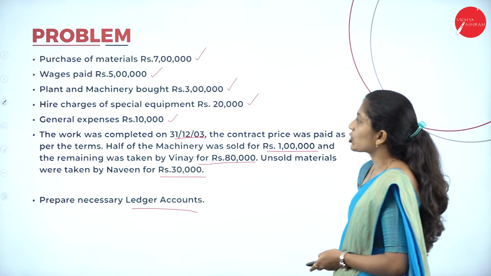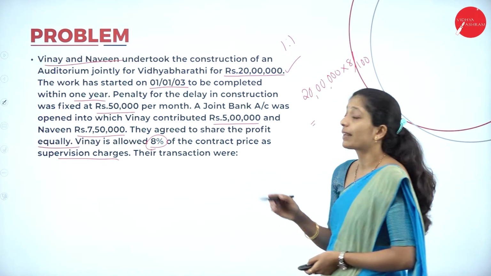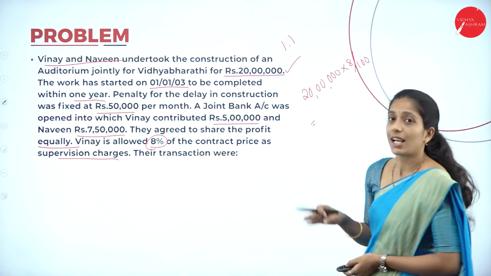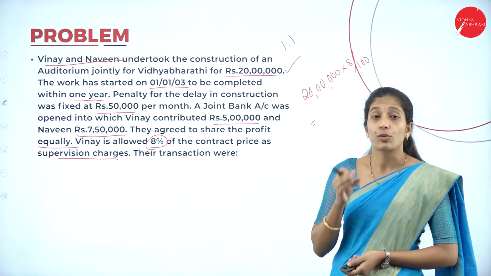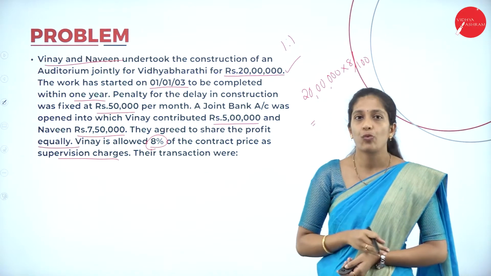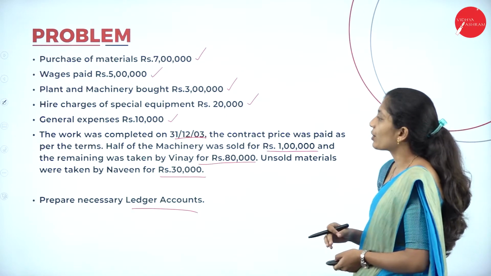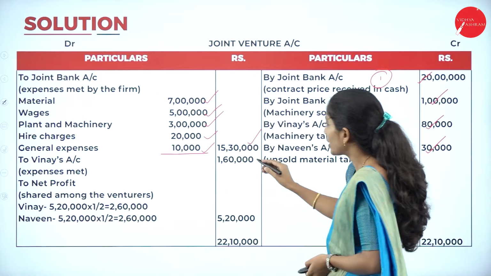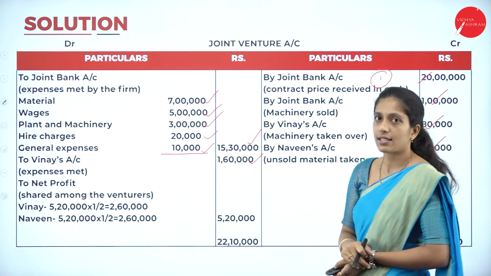Next, if you see the question, here they have clearly told Vinay is allowed 8% of the contract price as supervision charges. So here Vinay has to be given 8% as supervision charges. In the sense, supervision charges have been met by Vinay. So that is 20 lakh into 8%. So how do you record? That is to Vinay's account, expenses met. When you calculate 20 lakh into 8%, you will get 1,60,000.